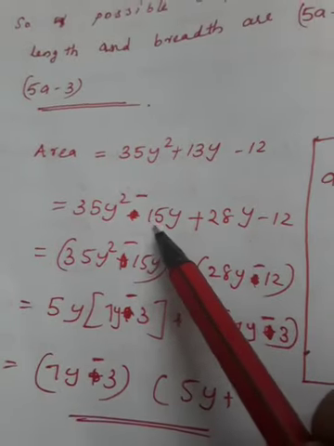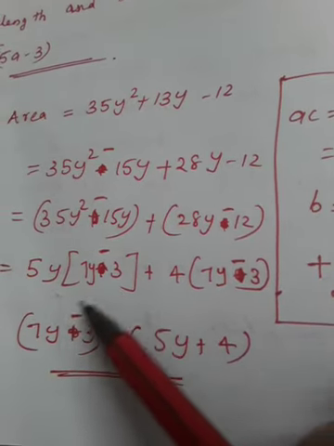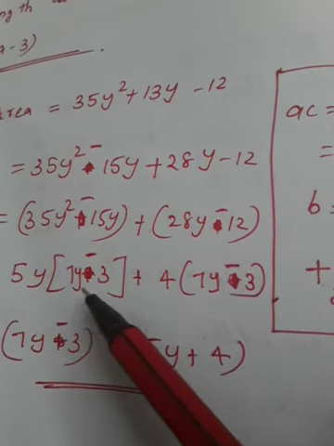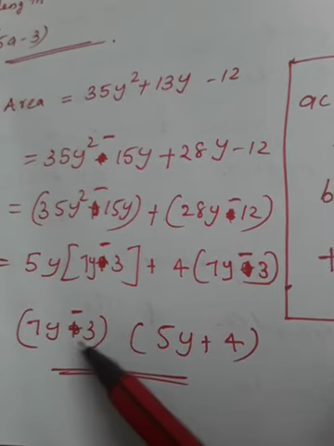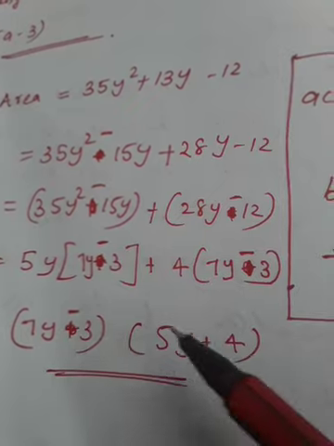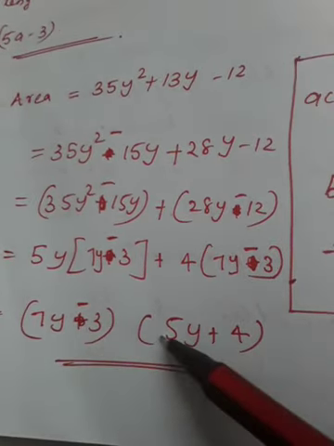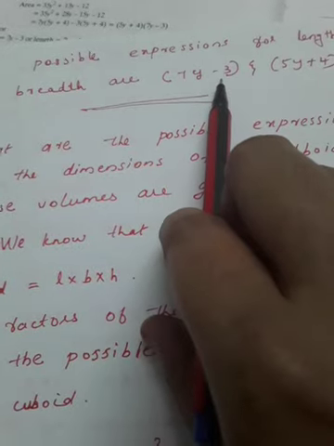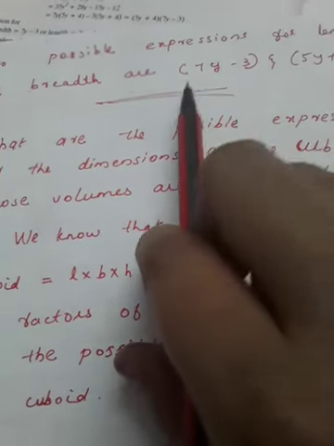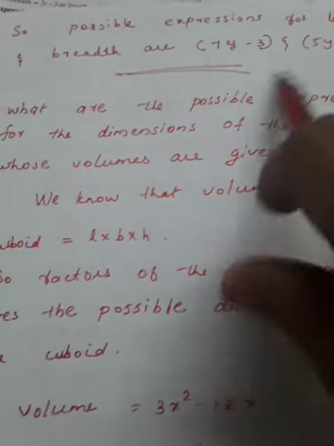So we split the middle term using minus 15y plus 28y. Then we get the common factor 5y: 5y into 7y minus 3, plus 4 into 7y minus 3. Then 7y minus 3 is again the common factor, and 5y plus 4 is remaining. So the factors are 7y minus 3 and 5y plus 4. So here the possible expressions for length and breadth are 7y minus 3 and 5y plus 4.